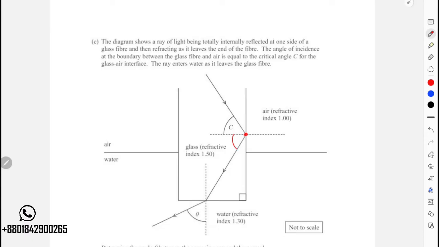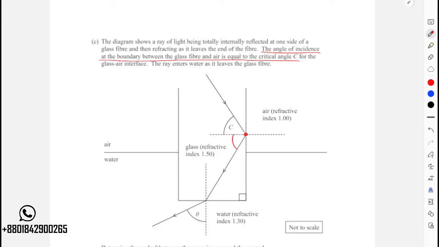The ray enters water as it leaves the glass fiber. The angle of incidence at the boundary between glass fiber and air is equal to the critical angle. This indicates that your angle of incidence is equal to the critical angle this time. So if it is equal to the critical angle, I have to use the critical angle equation: sine C equals 1 over n.